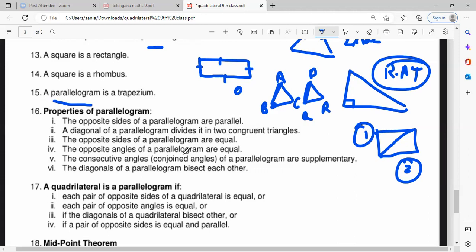Opposite angles of a parallelogram are equal, you already know. The consecutive, co-interior angles of the parallelogram are supplementary. This point is very, very important. In the previous class itself, I told you about consecutive, if you remember.